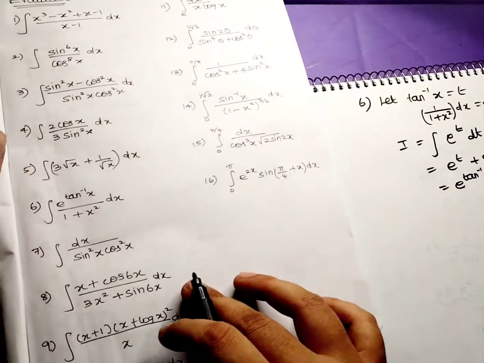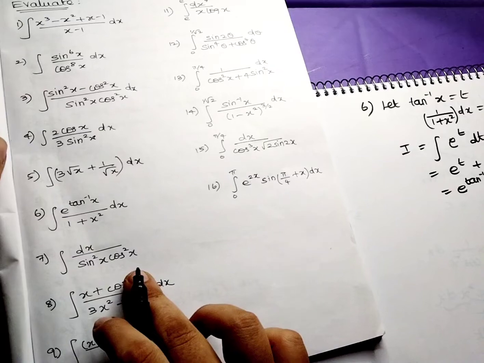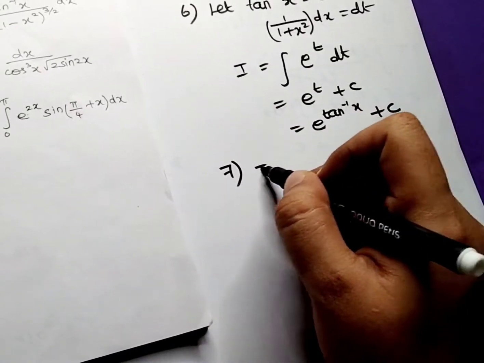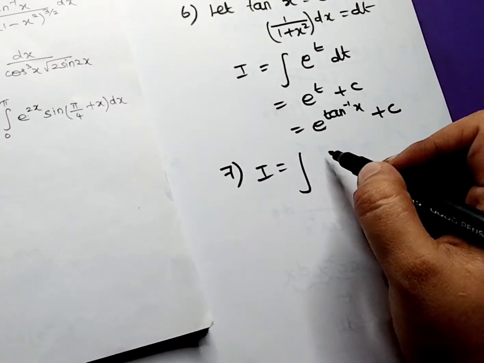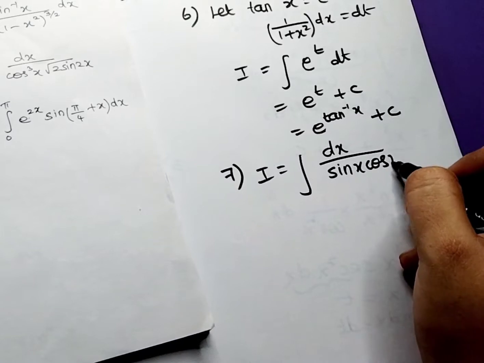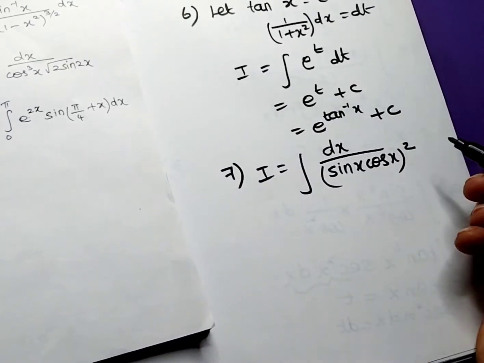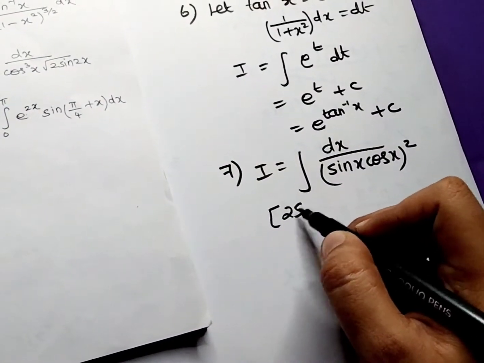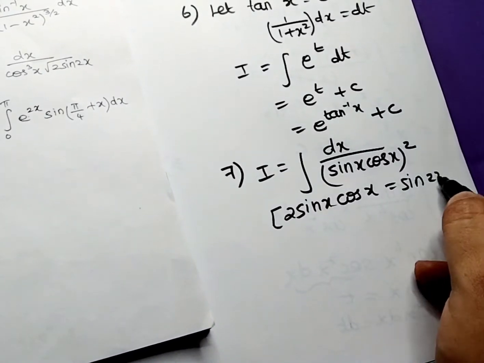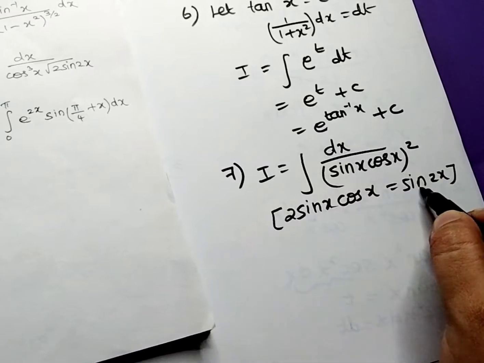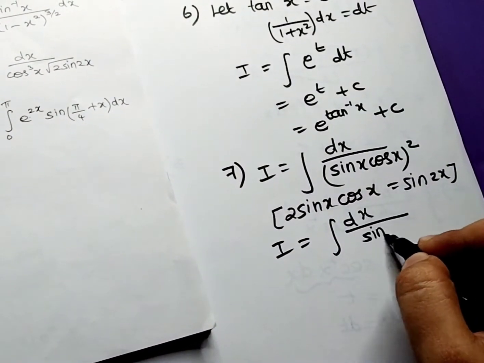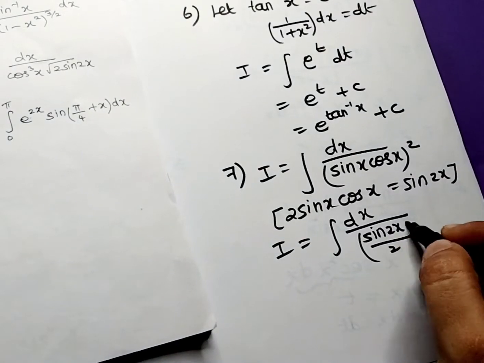Next, question number 7, integral dx by sine square x cos square x. We can make use of a formula. First let us combine the powers. As the powers are the same, it is sin x cos x the whole square. We know the formula for sin x cos x as sin 2x, and we don't have 2 here, so we take it to the right side. When we replace, it is dx by sin 2x by 2 the whole square.